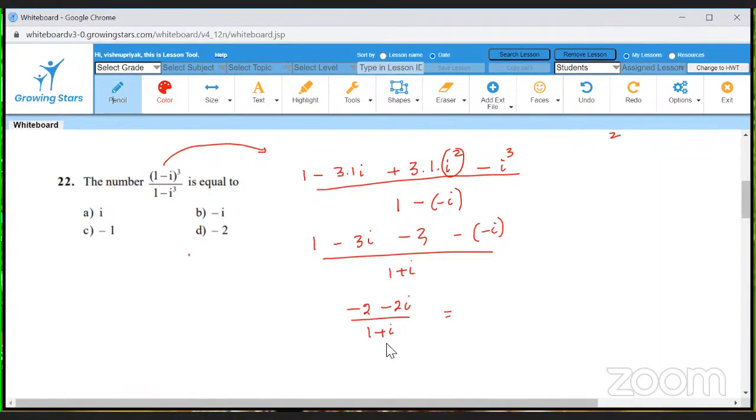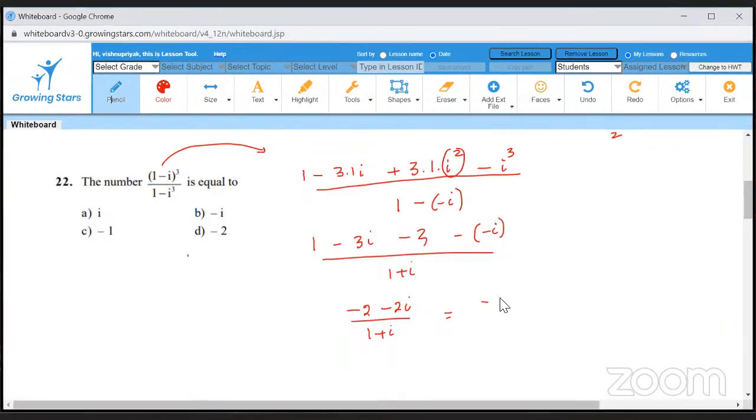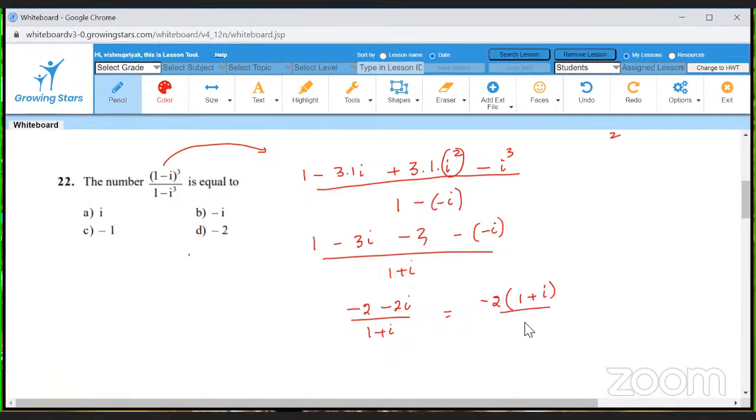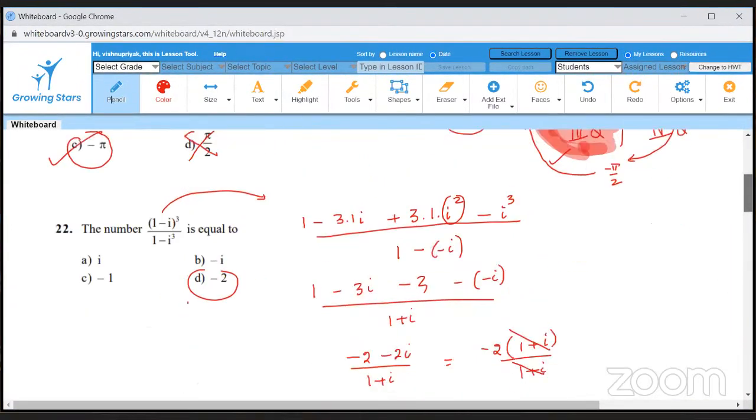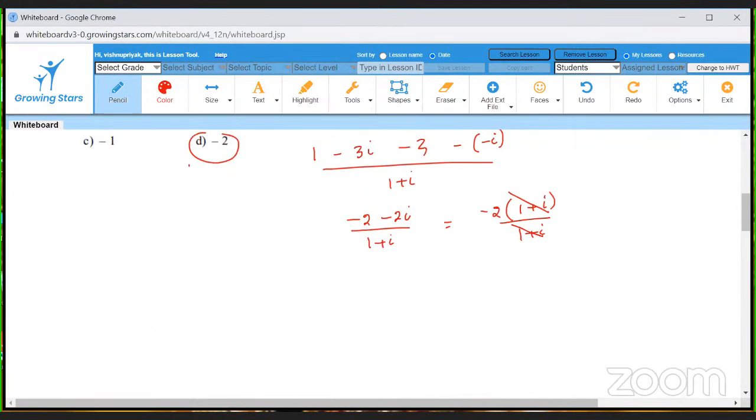By this time, you must know what should be the answer without writing the next step. Take minus 2 common: 1 plus i by 1 plus i. 1 plus i will cancel. Answer is D, minus 2. Okay, Sagar, I have done 22nd.